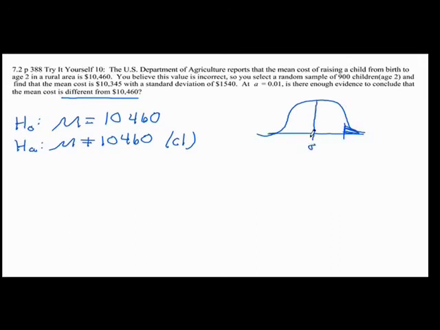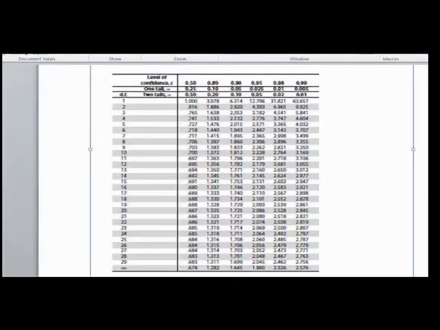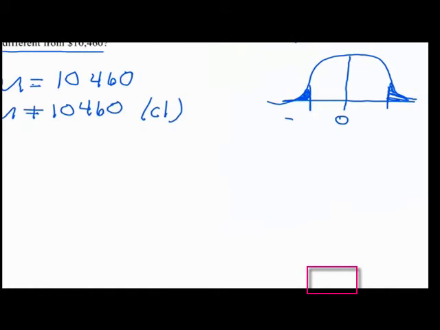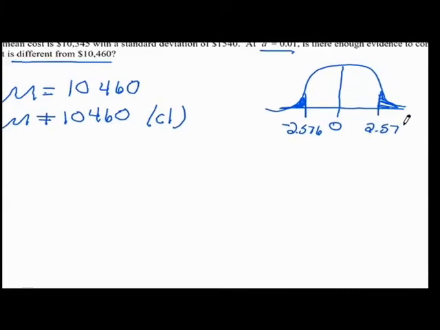Here's our 0 in the middle. So we're going to use our table 5 to find that. We also need to know our alpha is 0.01. So when we go to table 5, we're going to go to alpha 0.01 for a two-tailed test. We're going to have a negative and a positive. All the way down to the bottom, we get 2.576. So it's going to be a positive and a negative 2.576 for the negative and 2.576 for the positive.